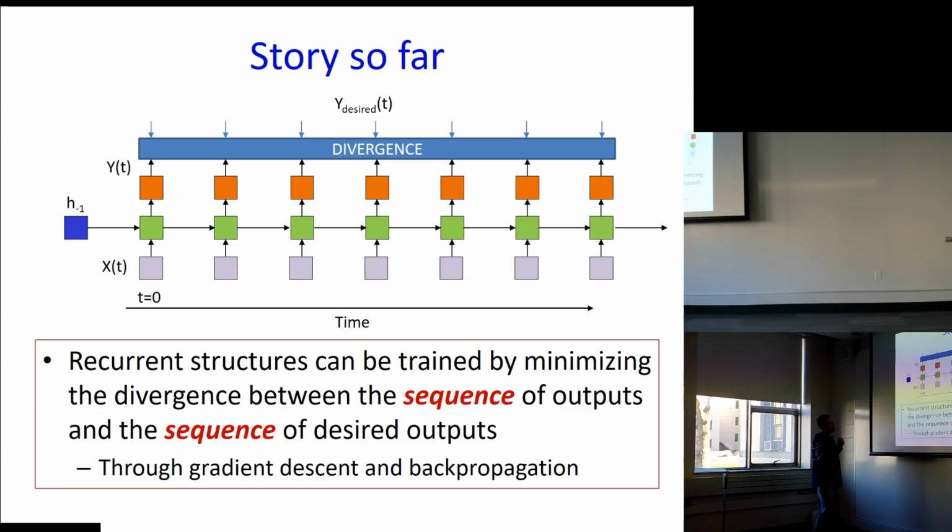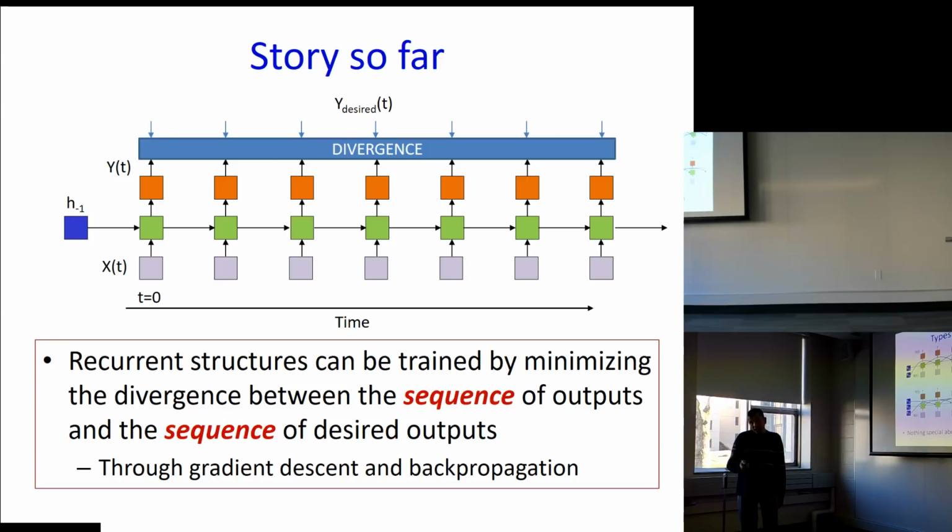Now, we also saw that the recurrent net structures can be trained by minimizing the divergence between the sequence of outputs and the sequence of desired outputs. So you're not really minimizing the divergence at individual times. You're interested in how the entire sequence of outputs produced by the network compares to the entire sequence of outputs that I would really like the network to produce. And we will discuss this a little more in the next class. We train the network by back propagating the error between what we want the output to be and what the output really is through the network.